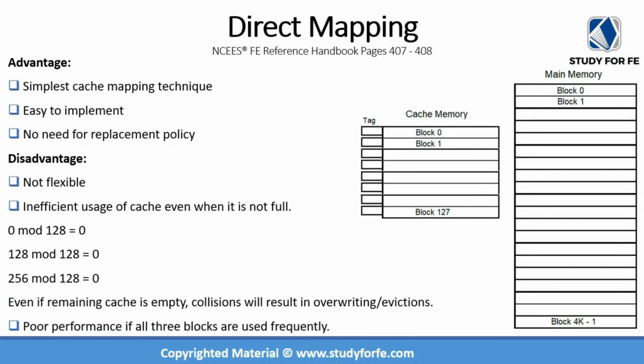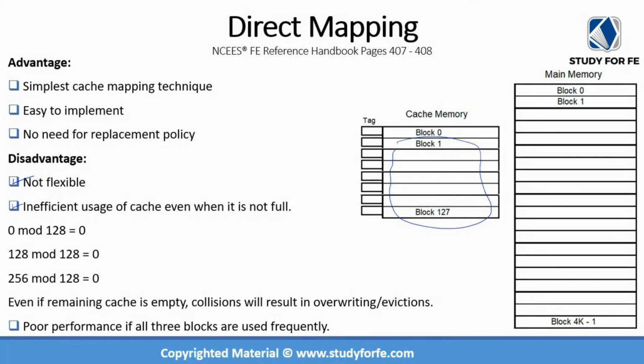So with all of that simplicity comes a few disadvantages. The first one is it is not flexible. Let's say that the CPU is consistently requesting 0, 128, 256. So everything in the main memory which has a remainder of 0 when it is mod 128. In that case, you can see that the remaining cache memory will stay empty and you are continuously just using one space. Although it's an extreme scenario, for the sake of discussion, we can imagine such a scenario.